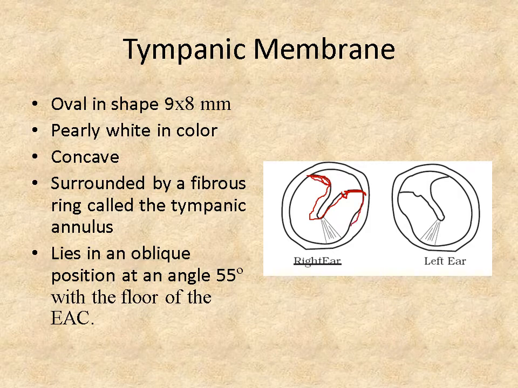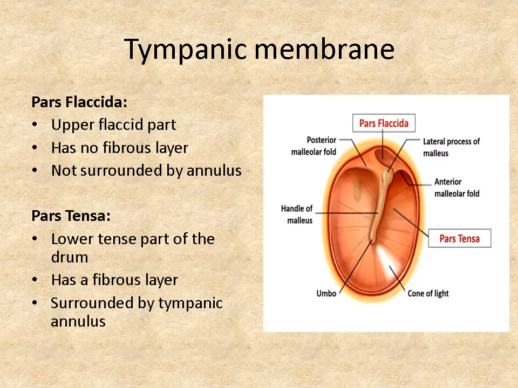Here, around the lower 2/3 is the thickened fibrous ring, what we call the tympanic annulus, and here is the cone of light. There is another landmark here. This is the most depressed part on the tympanic membrane. It's called the umbo at the end of the handle of malleus. The anterior and the posterior malleolar folds divide the tympanic membrane into two parts. Upper part, we call it the pars flaccida, and the lower part, we call it the pars tensa.